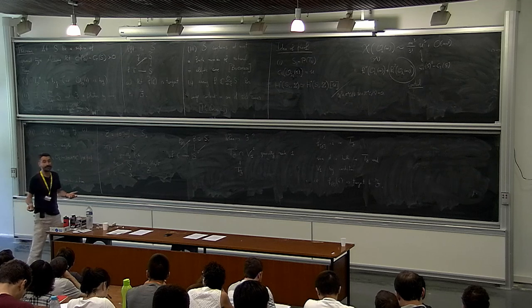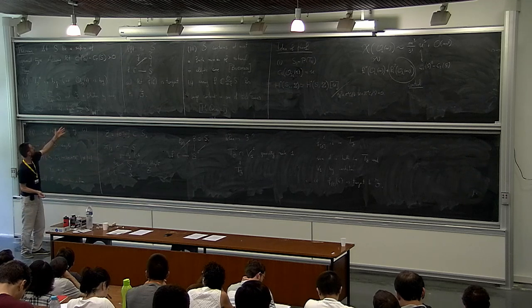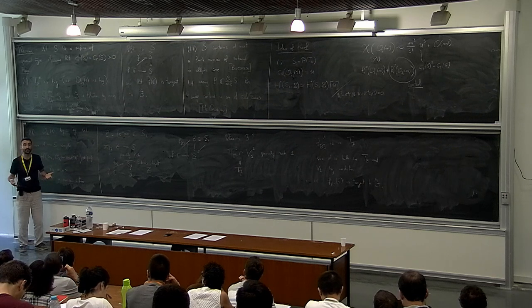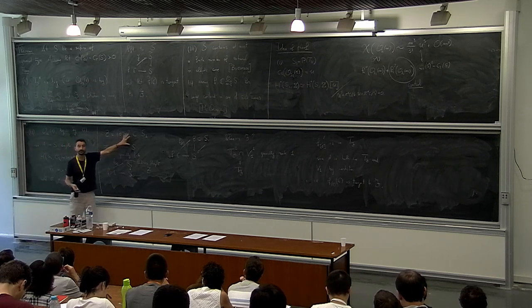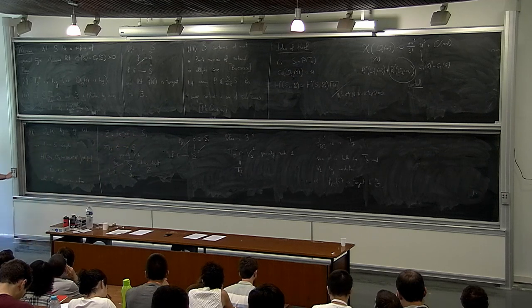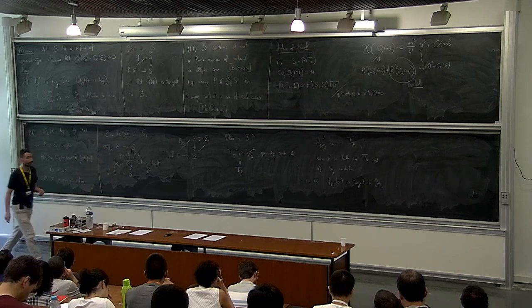But you don't know. I mean, the base locus of this bundle here might have a fixed component of dimension 2. Okay, and so foliations come into the picture. And so that's a combination of these two techniques. Okay.